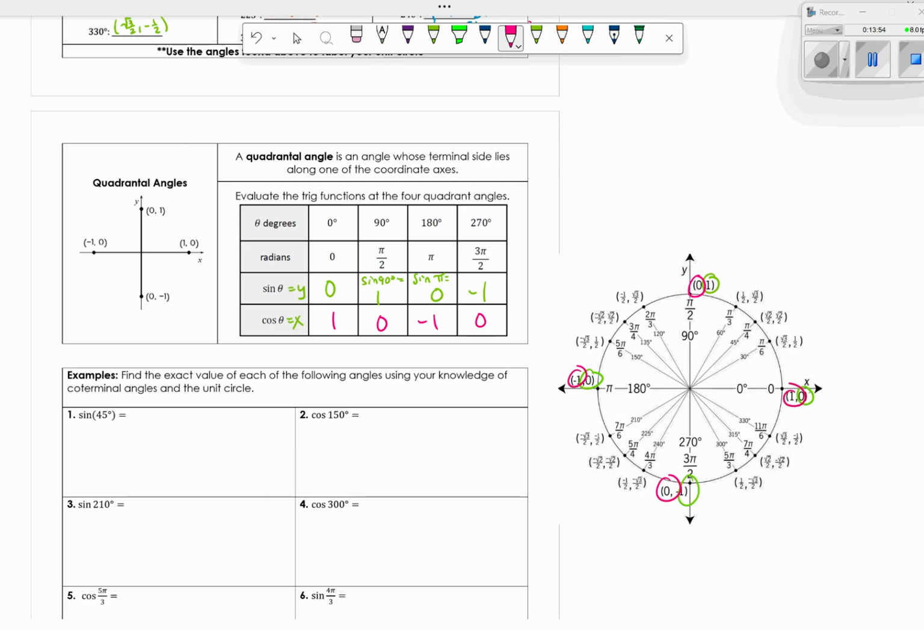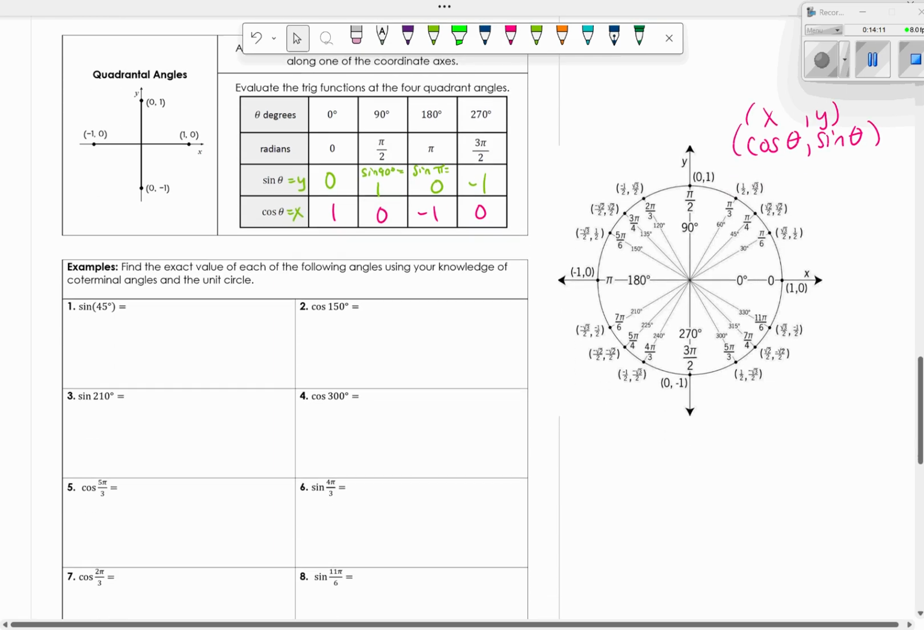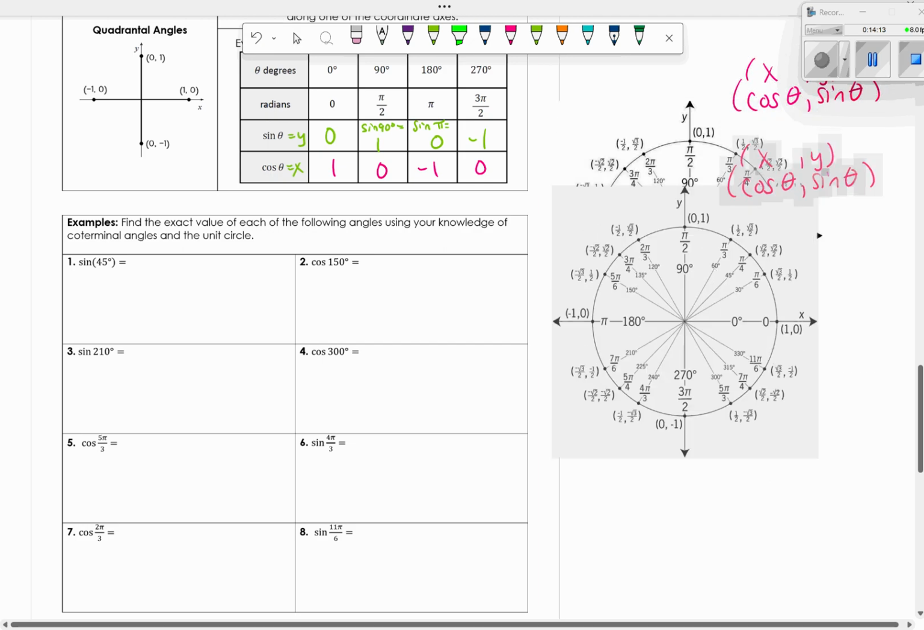It helps give us the exact values that we have. You just have to remember that cosine is x and sine is y. So cosine of the angle, sine of the angle. So it's x, y. And an easy way to remember that is x comes before y in the alphabet, c comes before s. So let's go ahead and look at the next one.